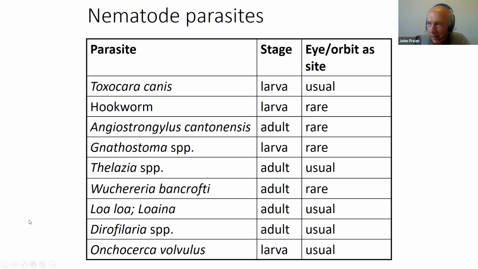Here we are. So I'm concentrating on cases we've seen here in the parasitology lab. So don't be alarmed by a couple of tables. This is just for introduction to show you that there are a lot of parasites which can affect the eye. And I'm going to be concentrating on the clinical aspects rather than the lab aspects of some of these parasites. So these are the nematode parasites.